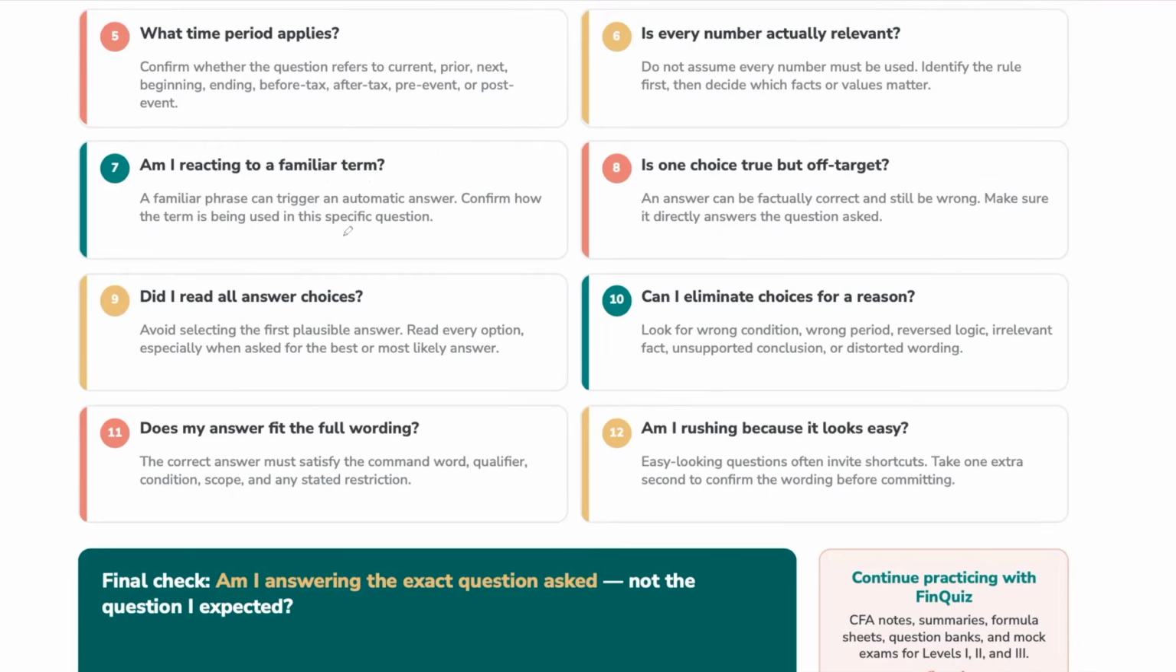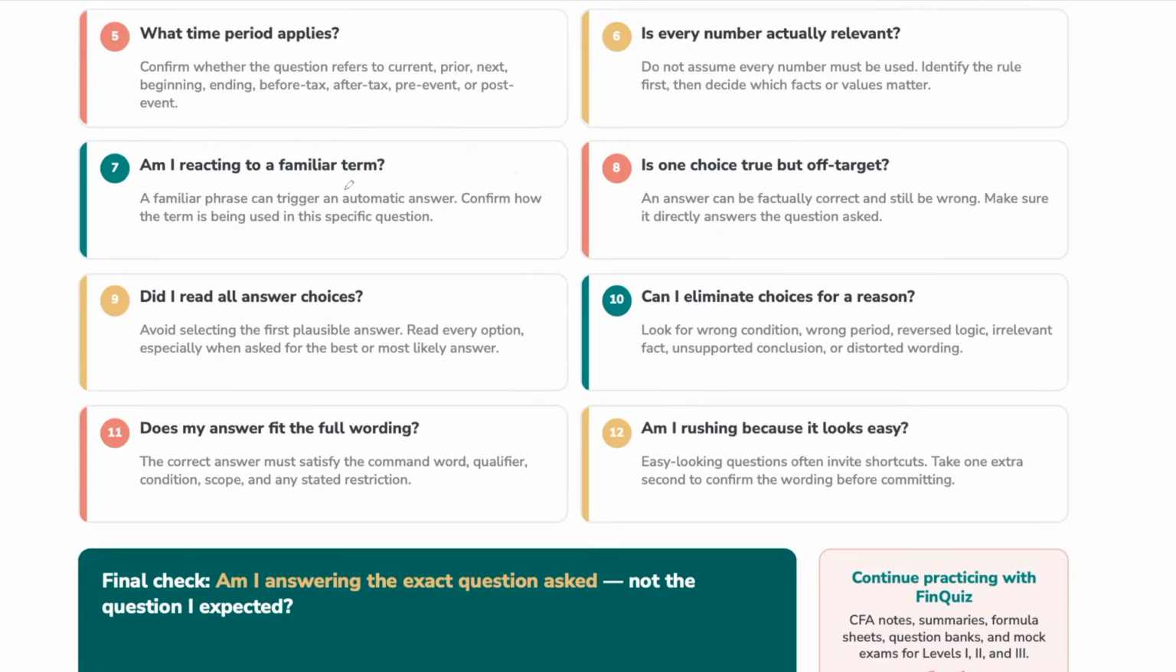For example, during inflation compared with LIFO, FIFO usually results in higher ending inventory and higher net income. Fine, but what if the question asks, under inflation, which inventory method most likely results in lower taxable income? Now, the familiar FIFO fact may jump into your brain, but lower taxable income under inflation usually comes from LIFO, because recent higher costs flow into cost of goods sold, reducing reported income. So the familiar term is not enough. You must ask, how is this term being used here?